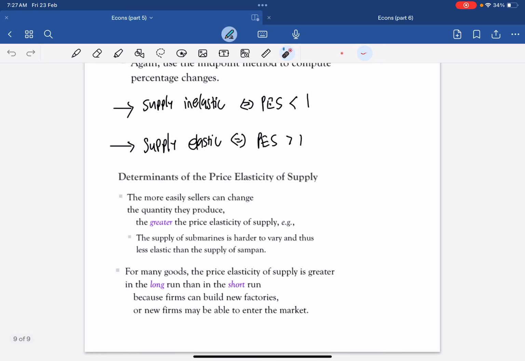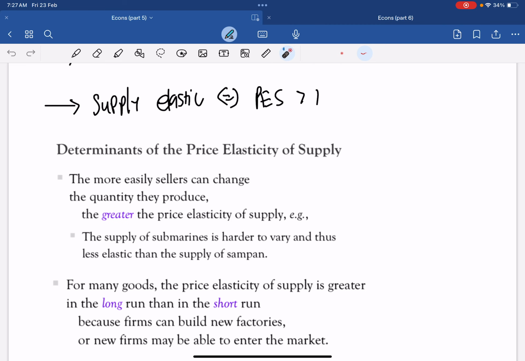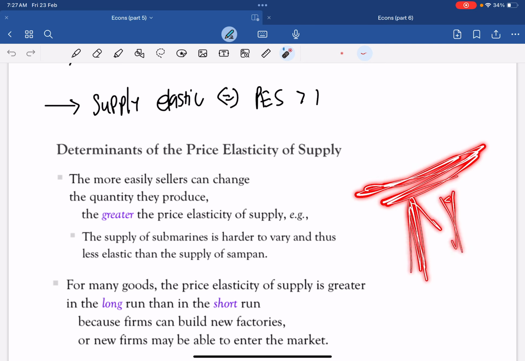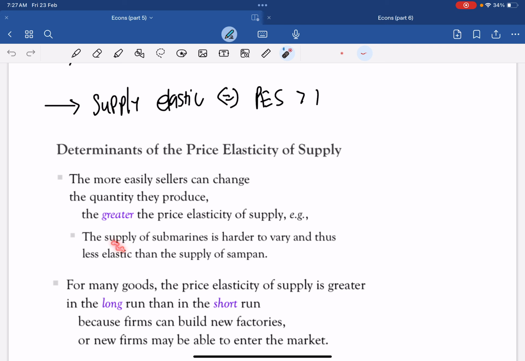What we will talk about now is the determinants of price elasticity of supply. So the idea is, the more elastic supply is, the more the sellers can change the quantity produced greatly. So how do we change quantity produced faster? Well, we will need to see the supply chain. So if the supply chain has processors, meaning we can see that creating a submarine is way harder than creating a sampan, then it will of course be less elastic because you cannot change the quantity produced easily.